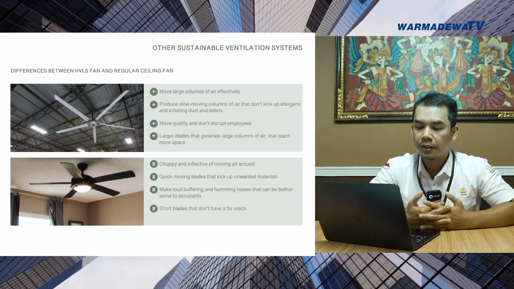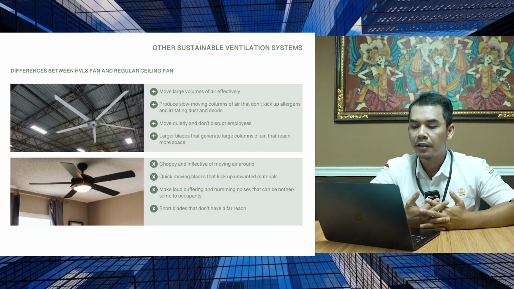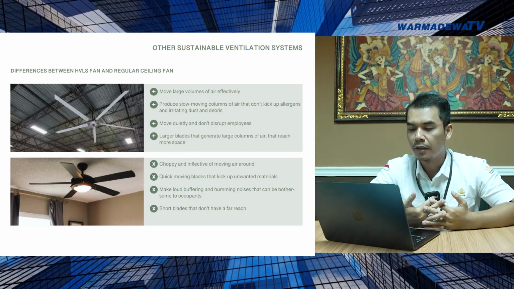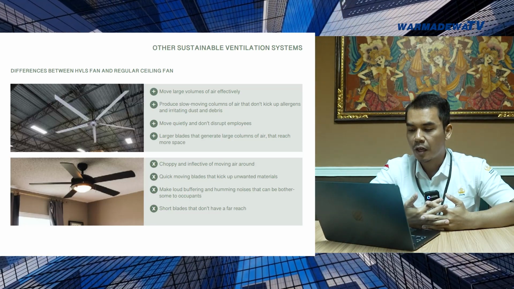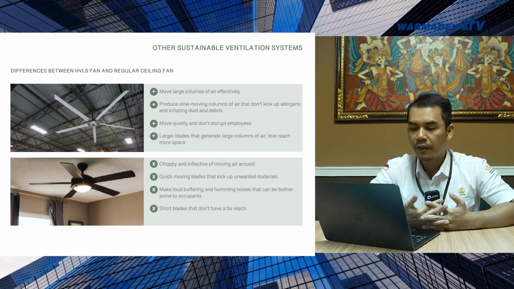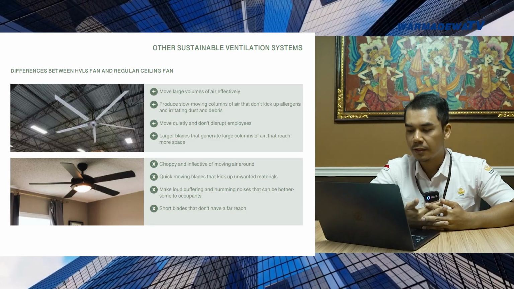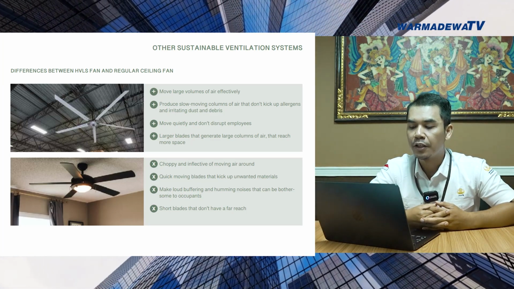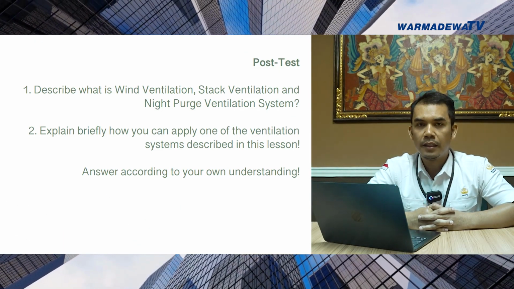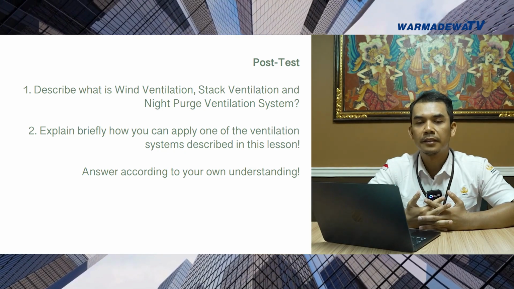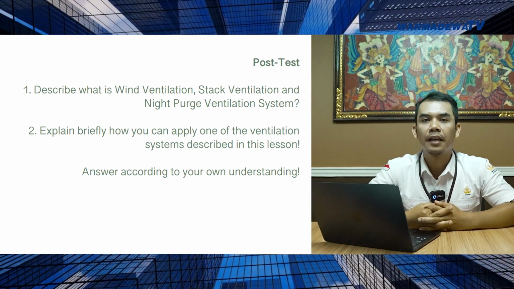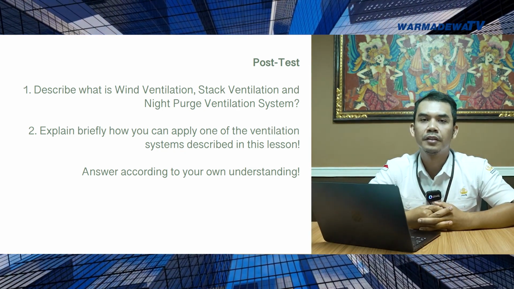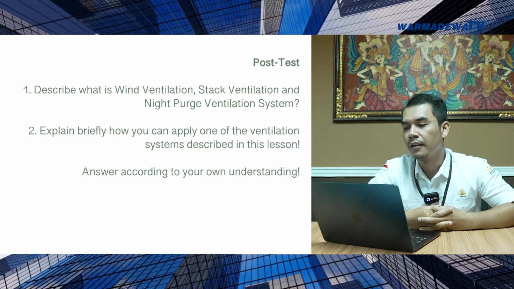While regular ceiling fans are choppy and ineffective at moving air around. They are quick-moving blades that kick up unwanted materials. They make loud buffeting and humming noises that can be bothersome to occupants. And they have short blades that don't have a far reach. So those are the sustainable ventilation systems that can be applied in building or in architecture design.